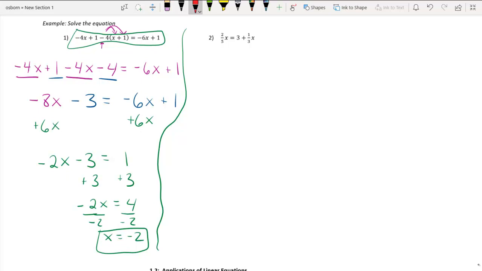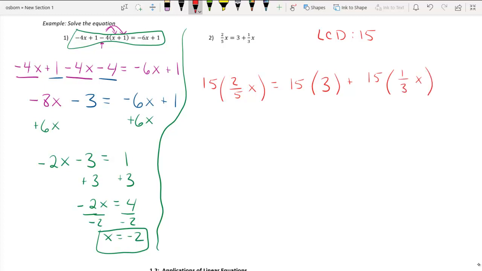So what we're going to do is get rid of the fractions. And we're going to do that by multiplying both sides of the equation by the least common denominator. Now your least common denominator here would be 15. So I'm going to take 15 and multiply it by 2/5 x. Say that is equal to 15 times 3 plus 15 times 1/3 x.